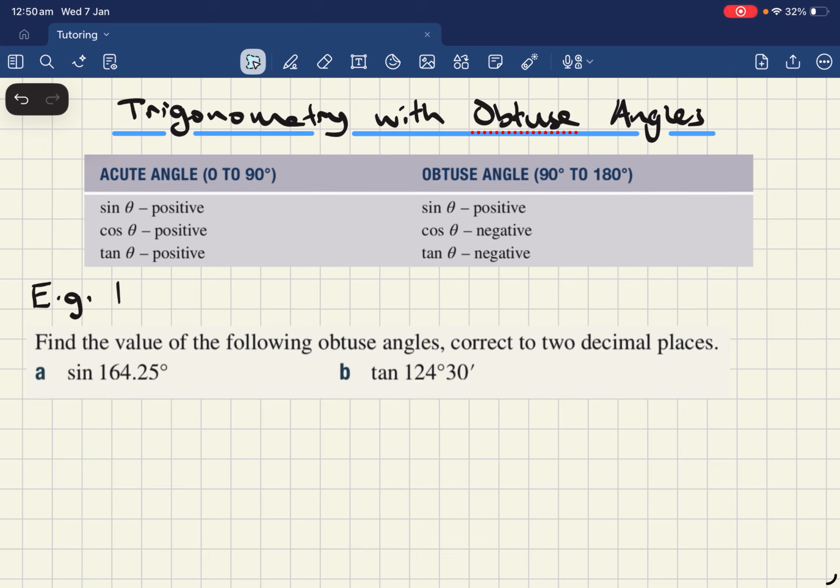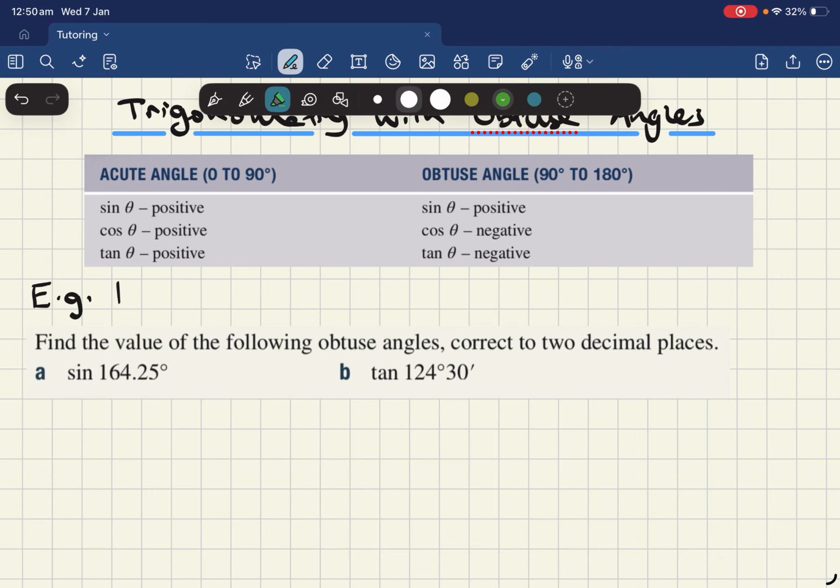So in this video, we're going to talk about trigonometry when obtuse angles are involved. Now, typically when we've been doing trigonometry, we've been dealing with acute angle triangles. So all of the triangles basically will have our angles from 0 to 90 degrees.